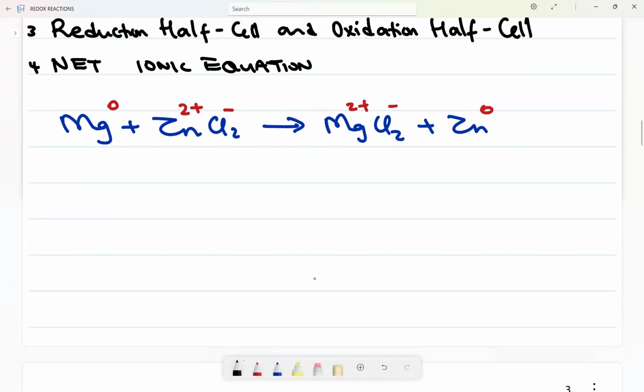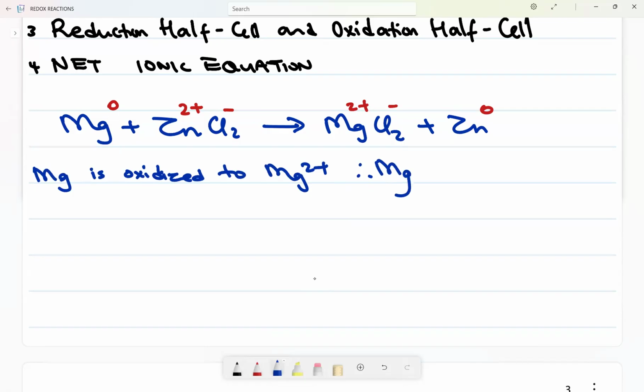Now we see that Mg is oxidized to Mg2 plus. Okay? Therefore, if you're oxidized, it means you caused the other one to be reduced. So it means you are what? Reducing agent.